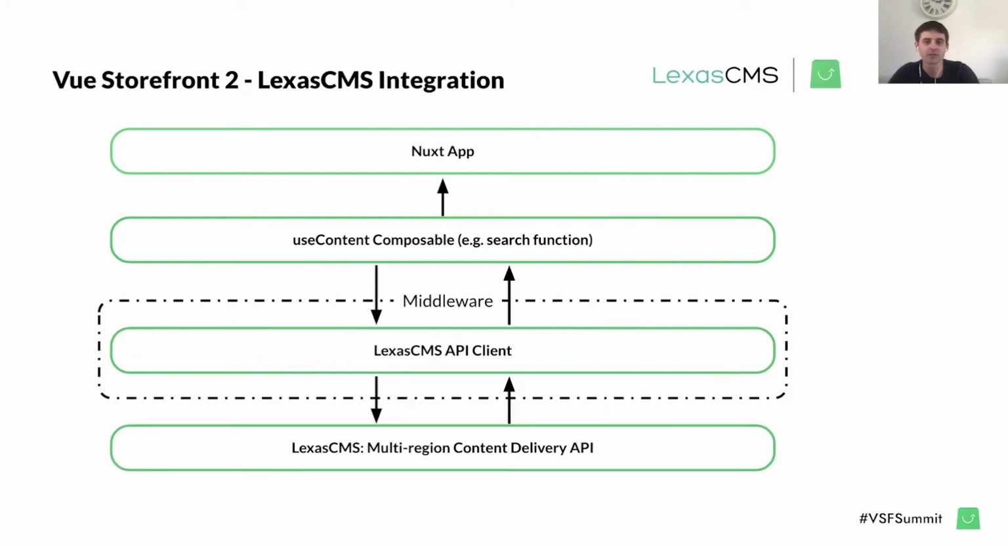If we look at the LexasCMS integration specifically, we can get a better idea of how all of these pieces actually work together. From the diagram, you can see that by calling the search function from the useContent composable, we're actually sending a POST request to the API client server middleware. The server middleware will then capture this request, attach any required information, such as that for personalization or previews. It will then forward that request on to LexasCMS's content delivery API. And once a response for that request is received, the response will then be passed from the server middleware back to the composable for the developer to handle as necessary, whether that be to handle any errors that occurred or to render the returned content.